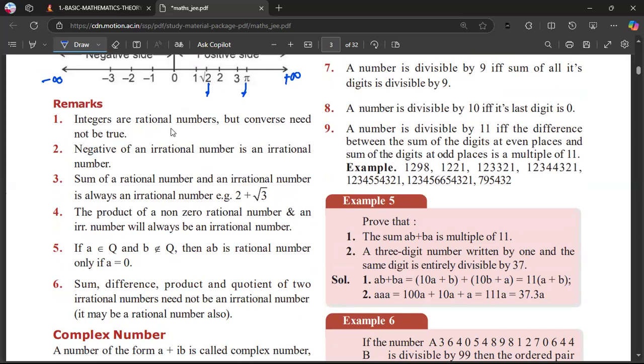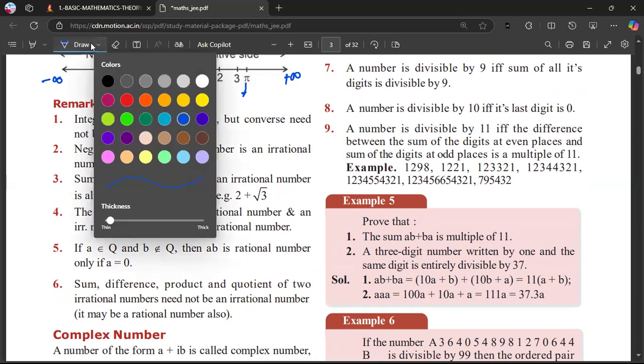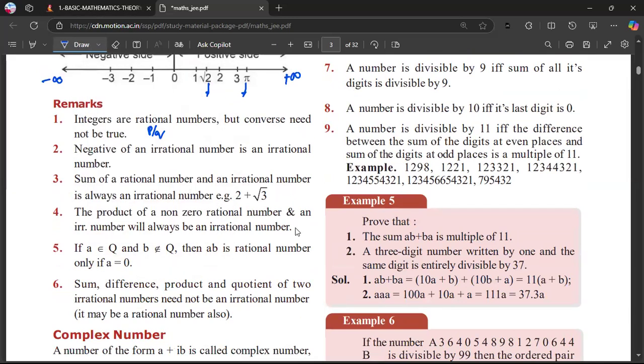So integers are rational numbers, of course, but the converse need not be true. All the rational numbers must not be integers, but all integers are rational numbers. Let me repeat: rational numbers are the numbers which can be represented in p by q form. We also discussed earlier that any integer like 1, 2, 3, 4, 5, let's say 4, has its denominator 1, so it can be represented in p by q form. That's why they are rational numbers. And it must not be true that every rational number is an integer.